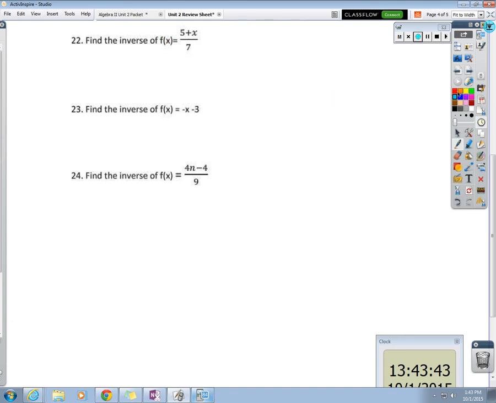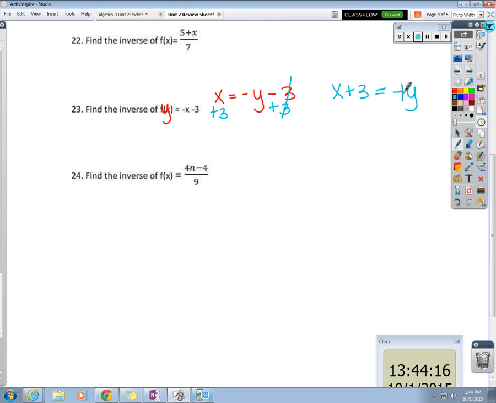Okay, number 23. What do I need to do first? Right, make that a y and then switch them. What will it look like when I've switched the x and the y? Correct. Now step 2 for finding the inverse is, okay, get the y by itself. So what do I have to do first? Add the 3, cancel, add it over here. So now you have x plus 3 equals negative y. Now to solve for y, what do I do?